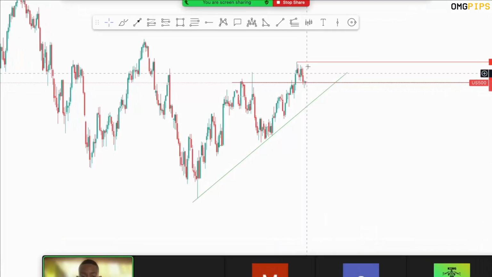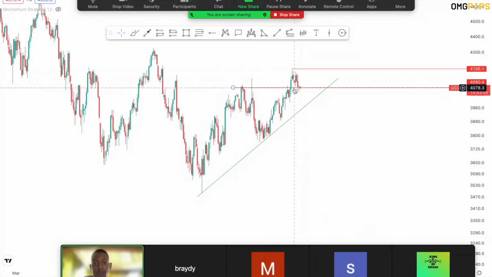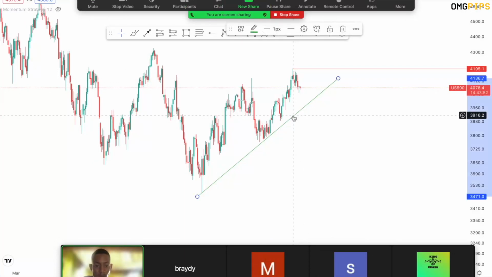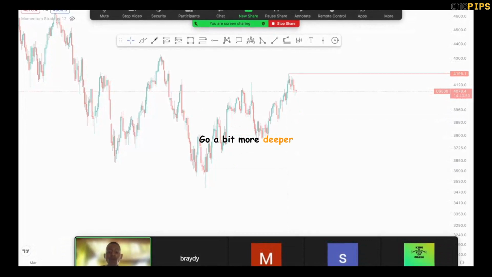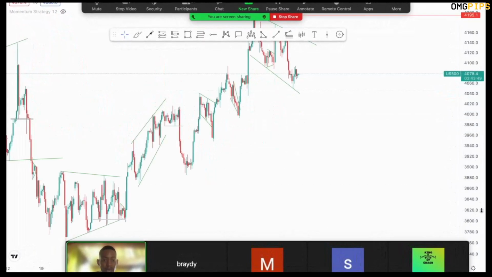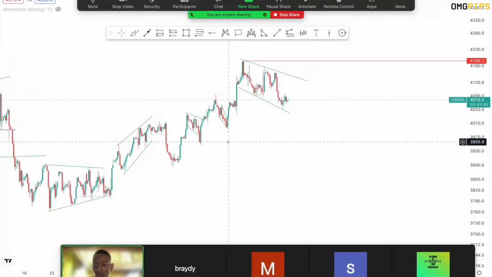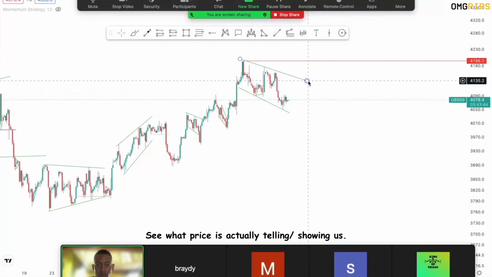Obviously that's a big buy, so we're seeing price maybe go a bit more to the upside, but we can't just do that and think we already have a trade. Obviously we need to now go a bit deeper, like we need to analyze the charts, go to a lower level and see what price is actually telling or showing us.